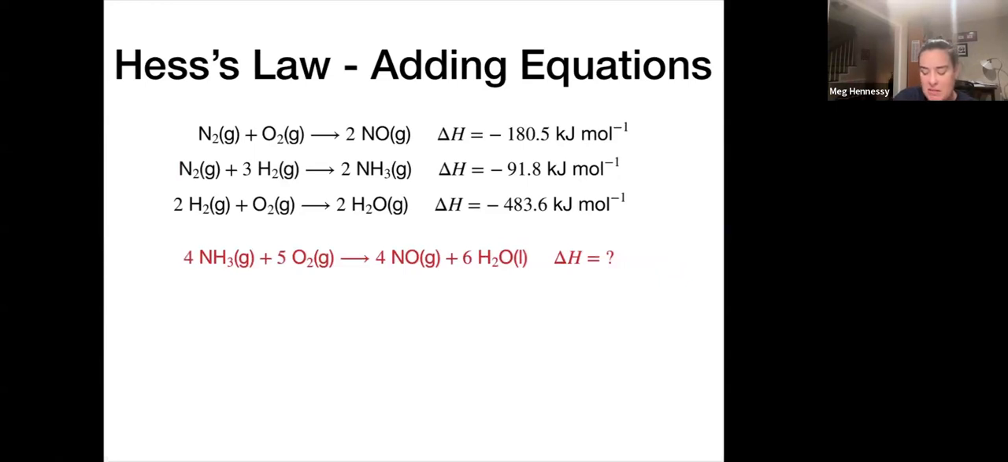So I'm going to give you like 30 seconds just to think about how you would start it. I know that's not enough time to work the whole thing, but I have 3 equations whose enthalpy change I know, and I'm looking for the delta H for that target reaction in red. And I just want you to think about how you might approach the problem. What is the first step that you're going to take to solve this problem?